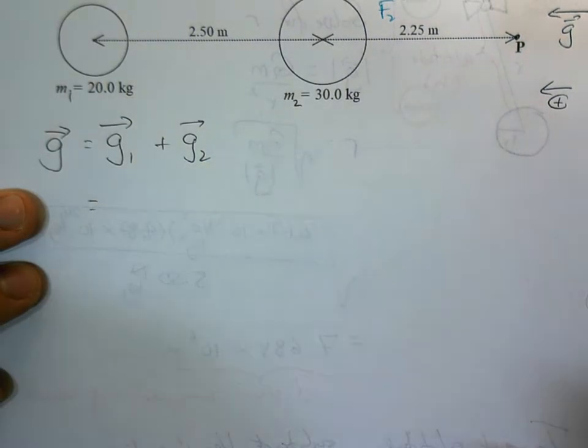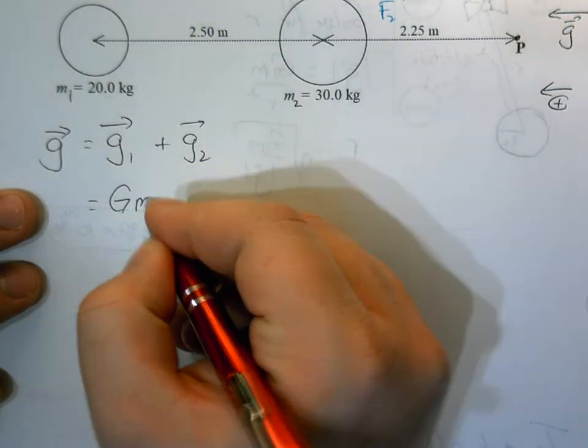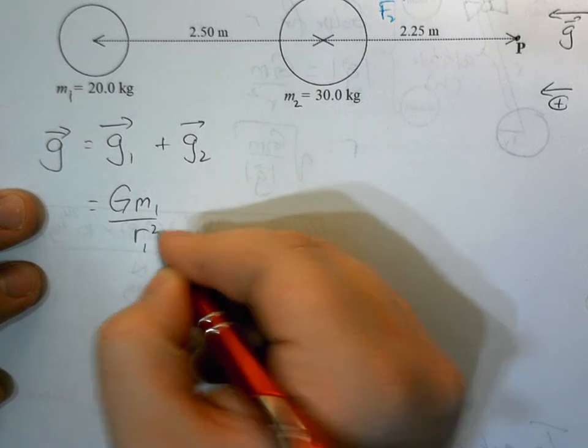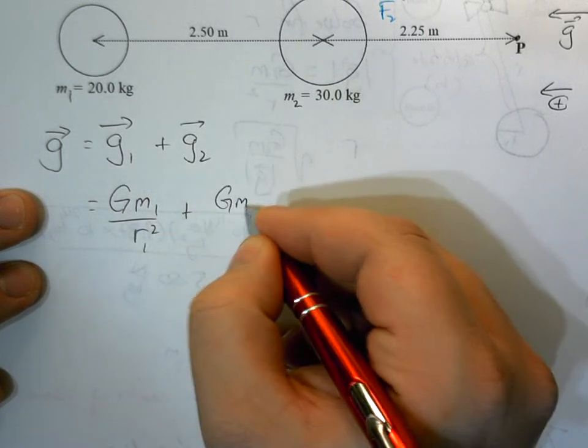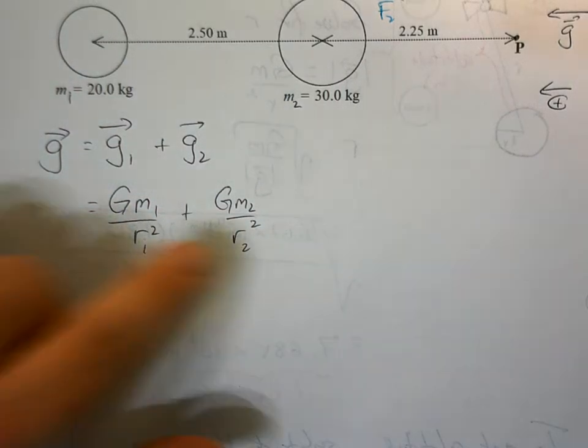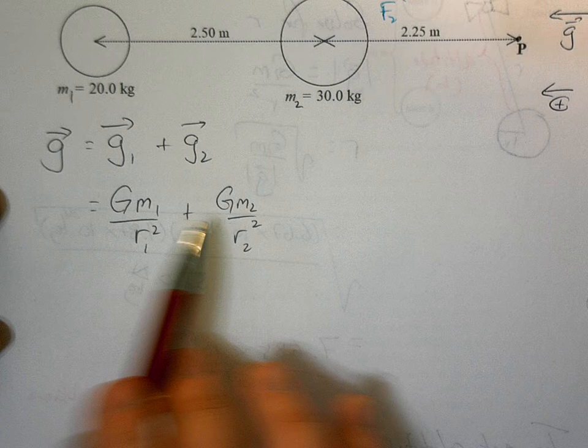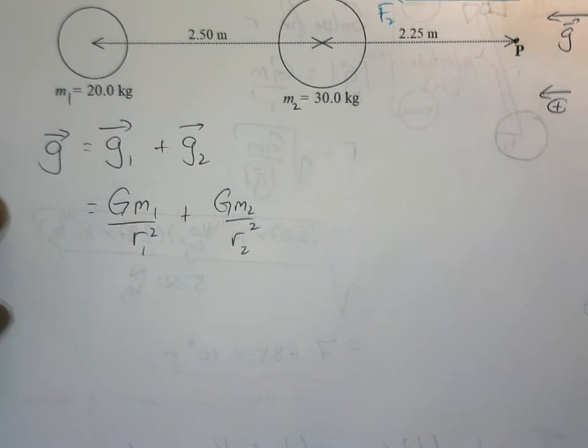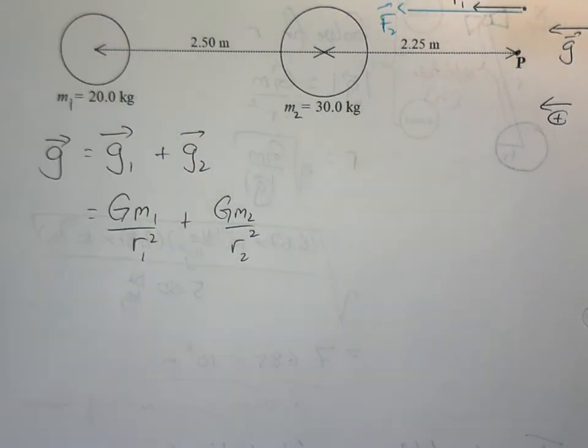And then of course we have definitions for these. We know gravitational field strength is GM over r squared, and we're just going to write that here. Now, since they're going in the same direction, we don't have to worry about any sign issues. If you want to calculate g1 and g2 separately, that's perfectly fine too. That's also a great strategy.